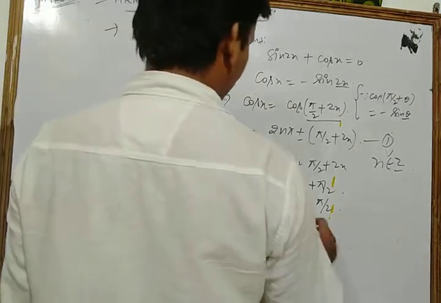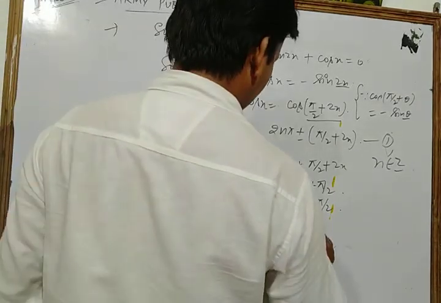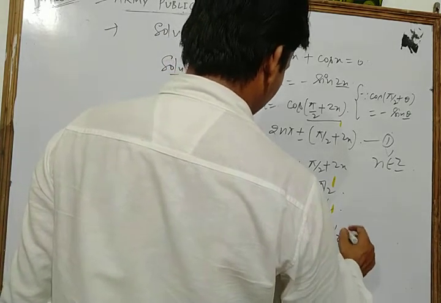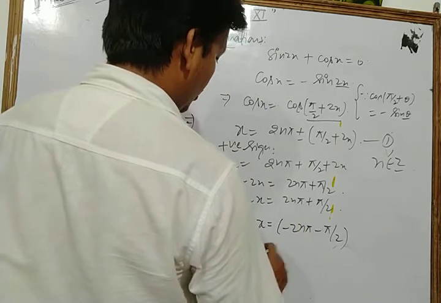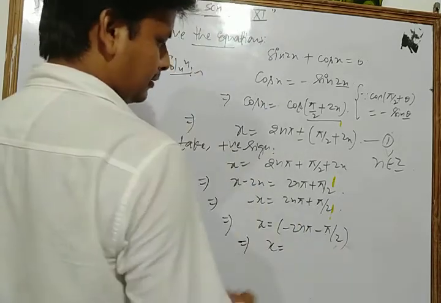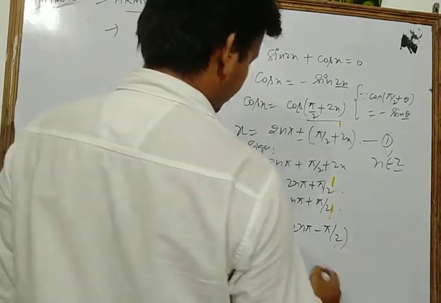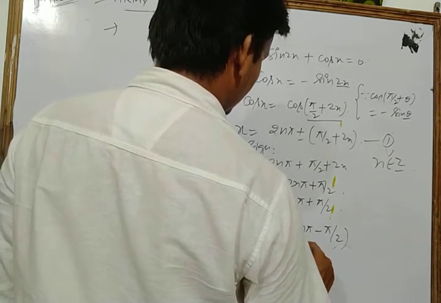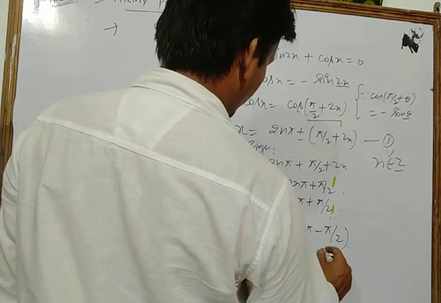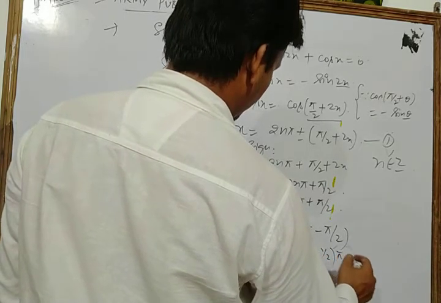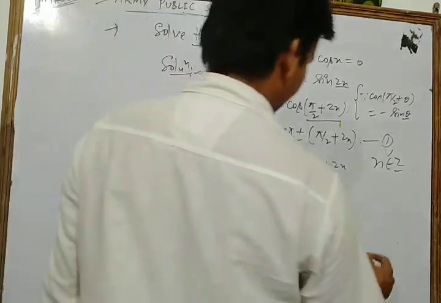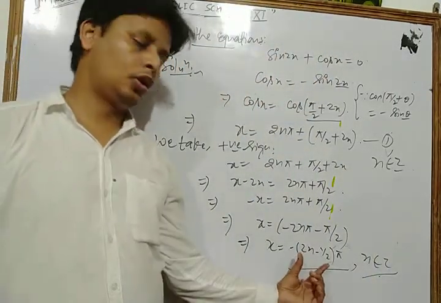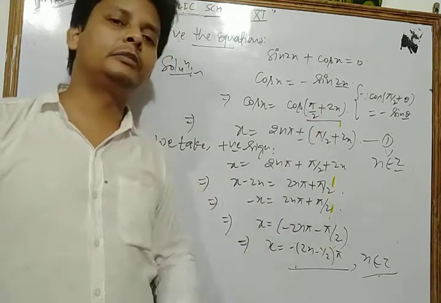So we have x is equal to what? Minus 2n pi minus pi by 2, or we have x is equal to, if we take minus pi common, then we have minus (2n minus 1) by 2 into pi, where n belongs to Z. So this is one solution of the given trigonometric equation.